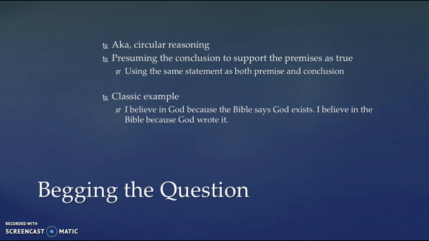The classic example that is used in logic texts is, I believe in God because the Bible says God exists, and I believe in the Bible because God wrote it. Obviously, if the second statement is true, that God wrote it, then we're presuming that God exists, but we're trying to argue that God exists. Here, it might be difficult to figure out what the conclusion is and what the premises are, and that would be a good sign that we're dealing with some kind of circular reasoning.